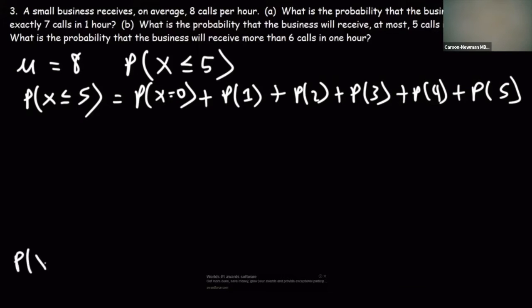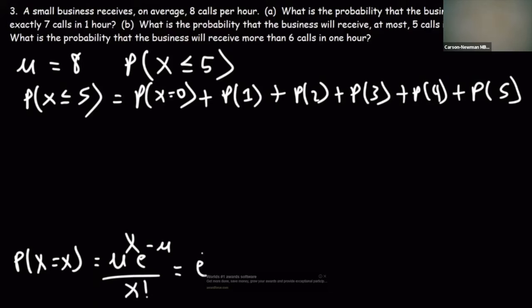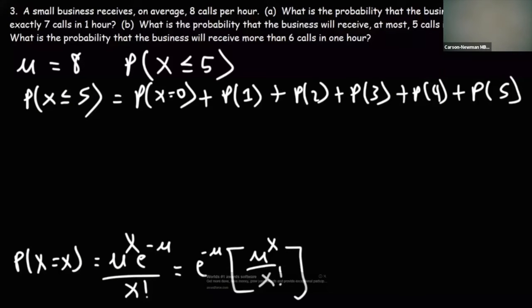I'm going to rewrite the formula to show you. So it's mu to the x, e to the negative mu, divided by x factorial. Now, x is the variable. Mu and e don't change. So what I'm going to do is factor out e raised to the negative mu, and then write mu to the x over x factorial, because that's the part of the equation that's going to change with the change in x values.